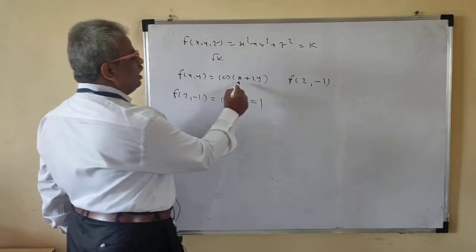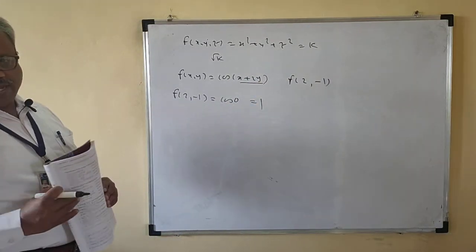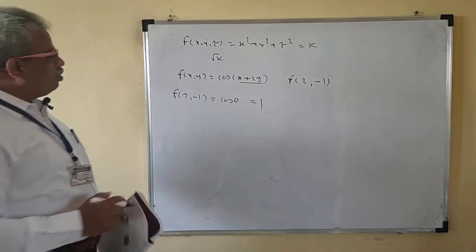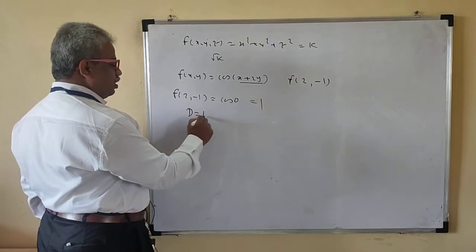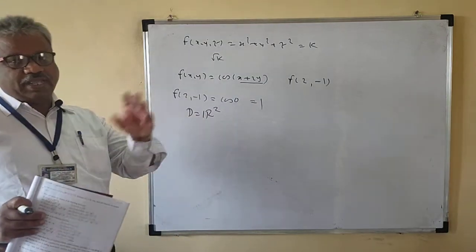Okay. Now for any real number, this is well defined, cos is well defined. Right? So that means your domain is nothing but R2. And you know that the cos value always lies between minus 1 and 1.